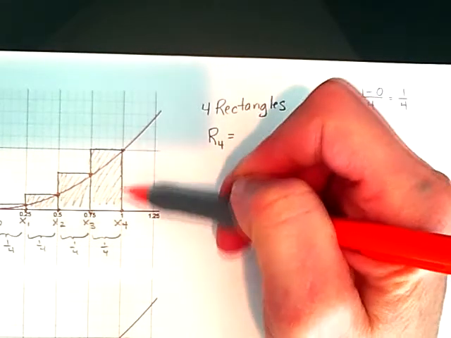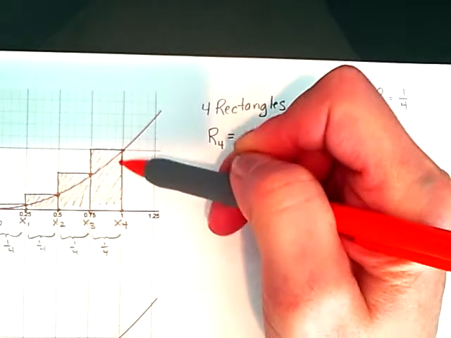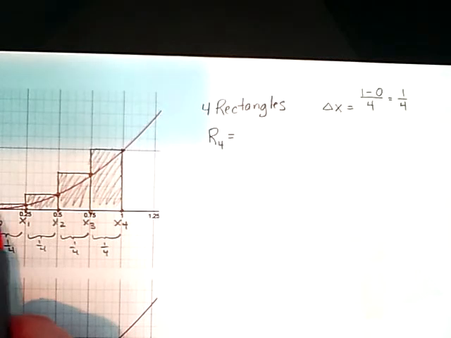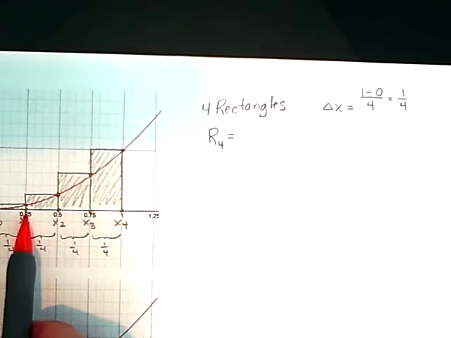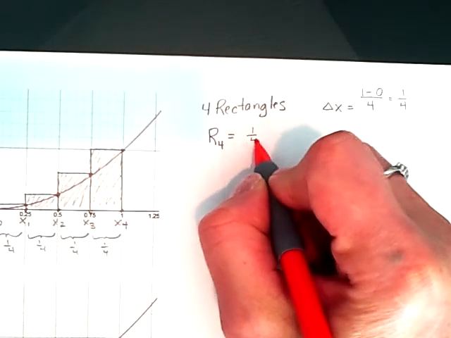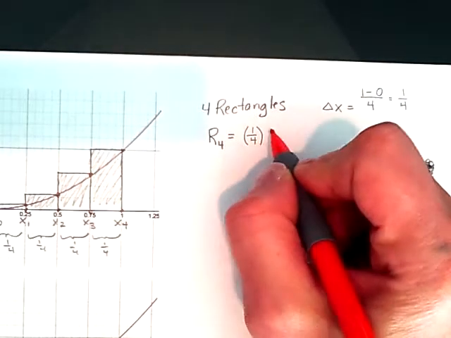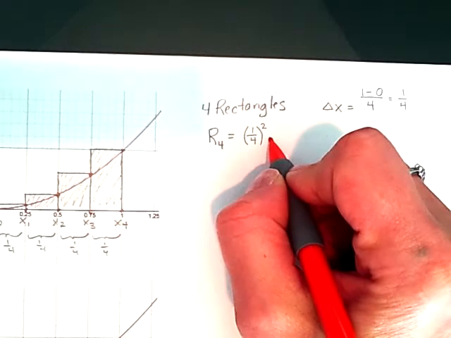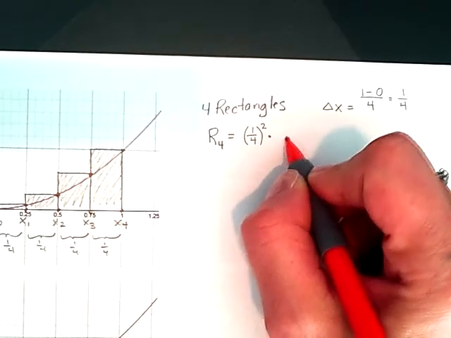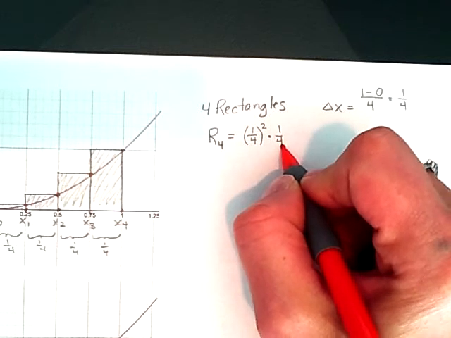Now what I have to calculate are what my lengths are, or the heights of those rectangles. So since I'm using right-handed endpoints, I'm going to forget about my initial position and I'm going to plug in 1/4 because that's my first x. So I'm going to have 1/4. Since this function is x squared, I'm going to square 1/4. That becomes my height, and my width is 1/4.